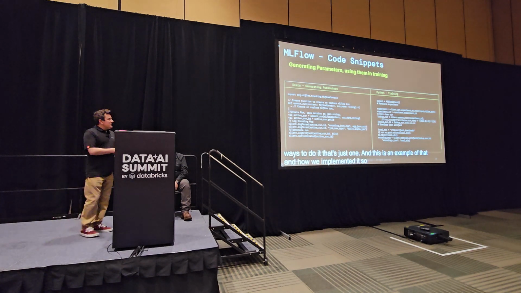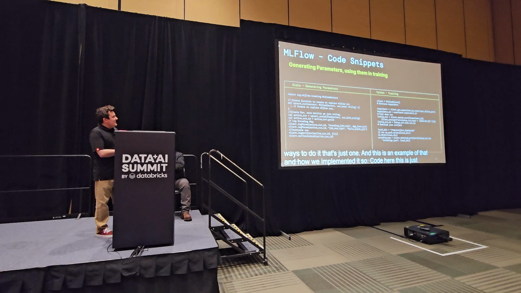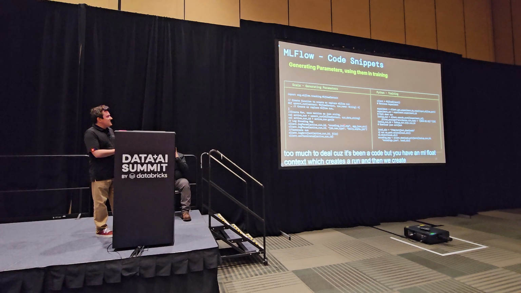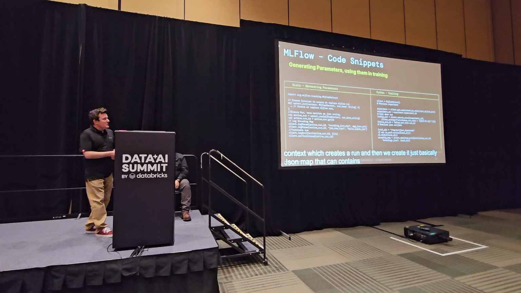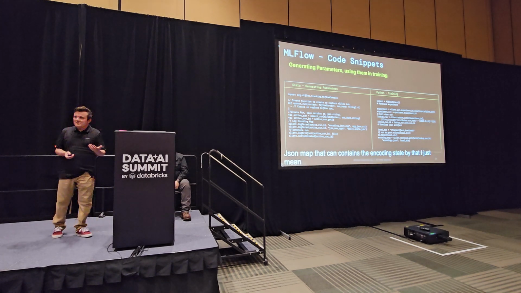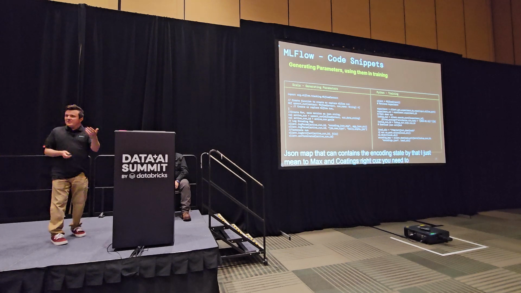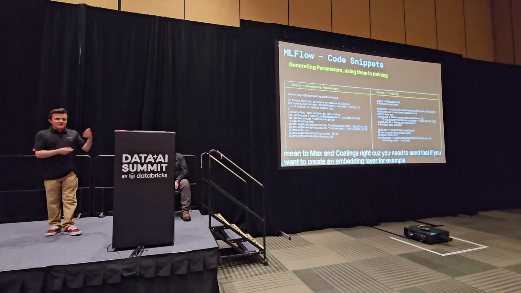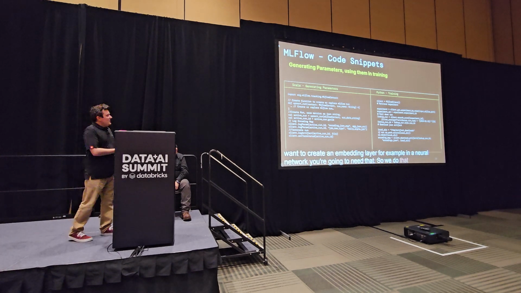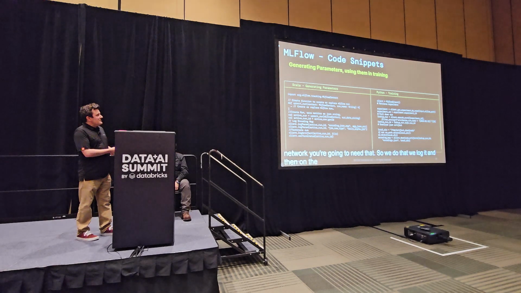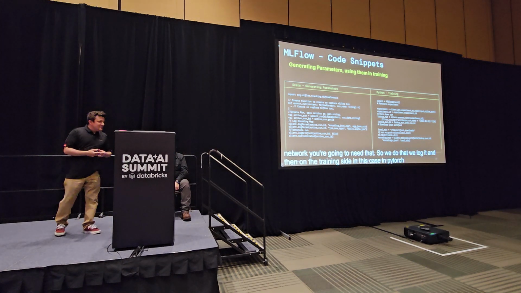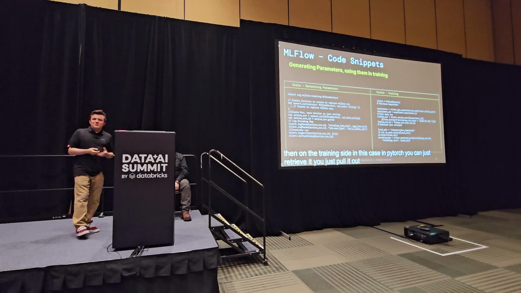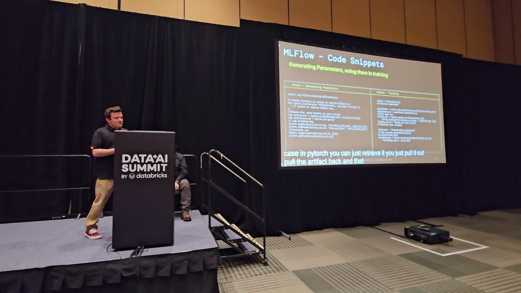So code here, this is just creating, and I won't get too much into it because it's a bit of code, but you have an ML context, which creates a run, and then we create basically a JSON map that contains the encoding state. By that, I just mean the max encodings, right? Because you need to send that. If you want to create an embedding layer, for example, on a neural network, you're going to need that. So we do that, we log it, and then on the training side, in this case in PyTorch, you can just retrieve it. You just pull the artifact back, and that gives you the encodings that you need.